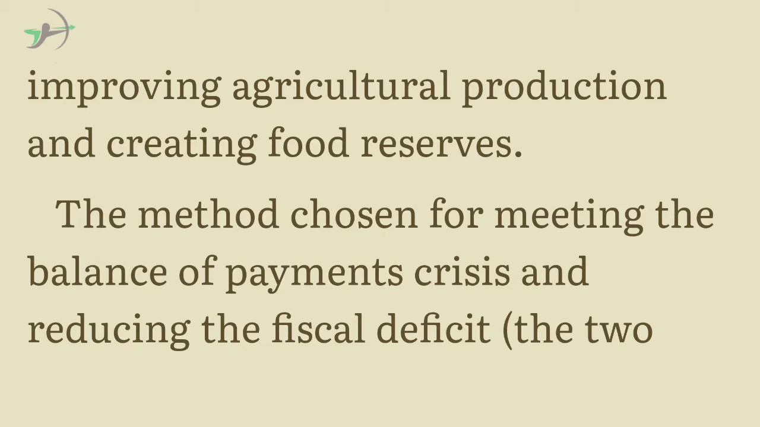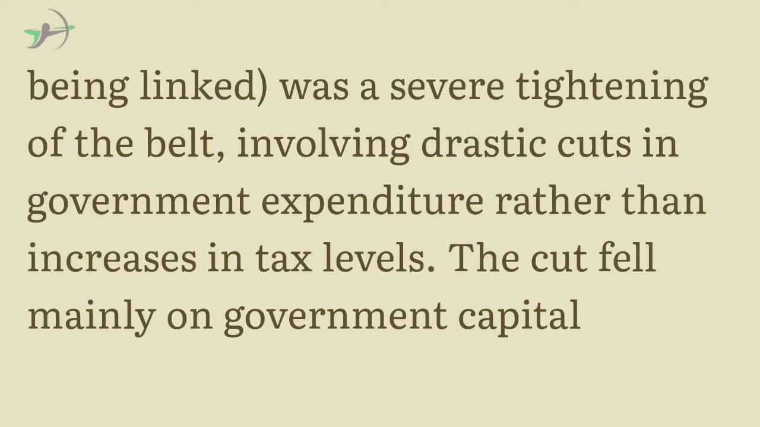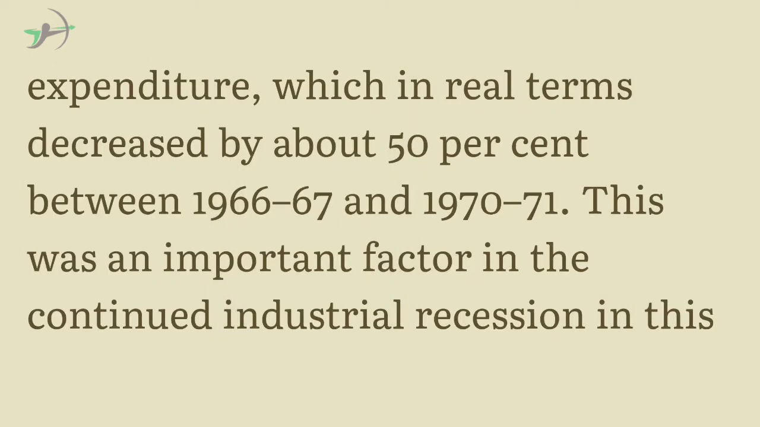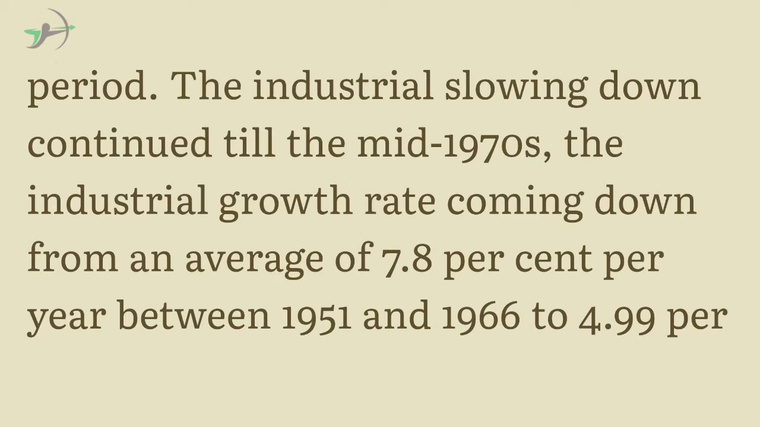The method chosen for meeting the balance of payments crisis and reducing the fiscal deficit, the two being linked, was a severe tightening of the belt, involving drastic cuts in government expenditure rather than increases in tax levels. The cut fell mainly on government capital expenditure, which in real terms decreased by about 50% between 1966-67 and 1970-71. This was an important factor in the continued industrial recession in this period.